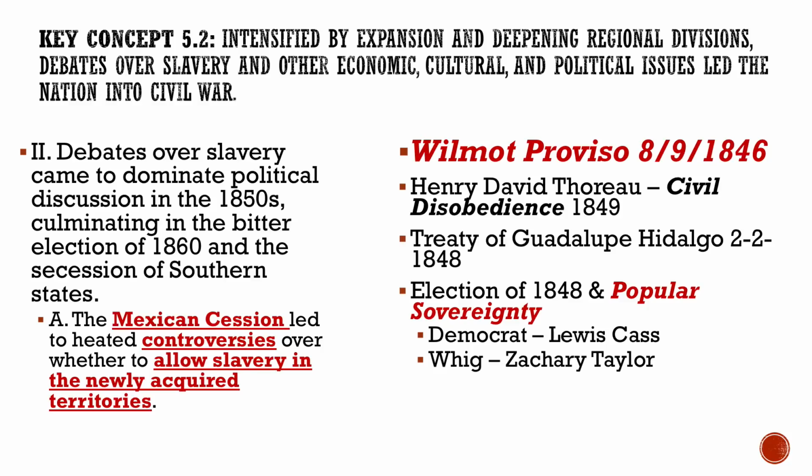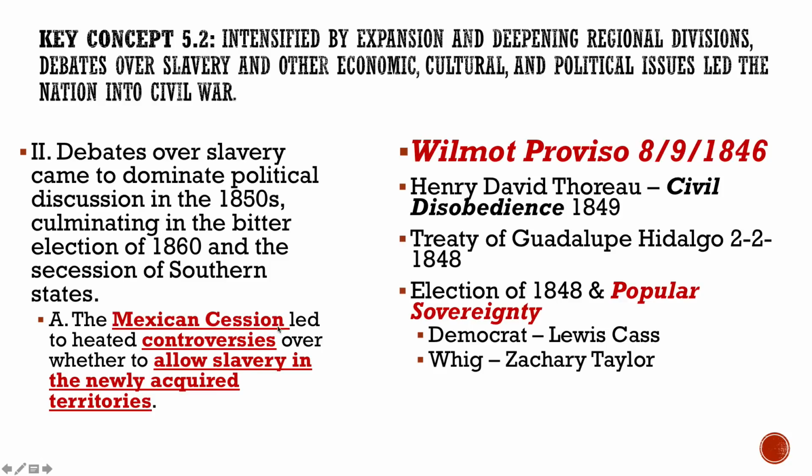In fact, if we go to 5.2 now, it says intensified by expansion and deepening regional divisions, right? Sectionalism, the South versus the North, the East versus the West, debates over slavery and the economy, plus cultural and political issues led the nation to the Civil War. This war with Mexico becomes one of the long-term causes that will lead directly to the Civil War. And here in letter A of Roman numeral 2, slavery is now the dominant political issue going into the 1850s. And it's because of the Mexican cession.